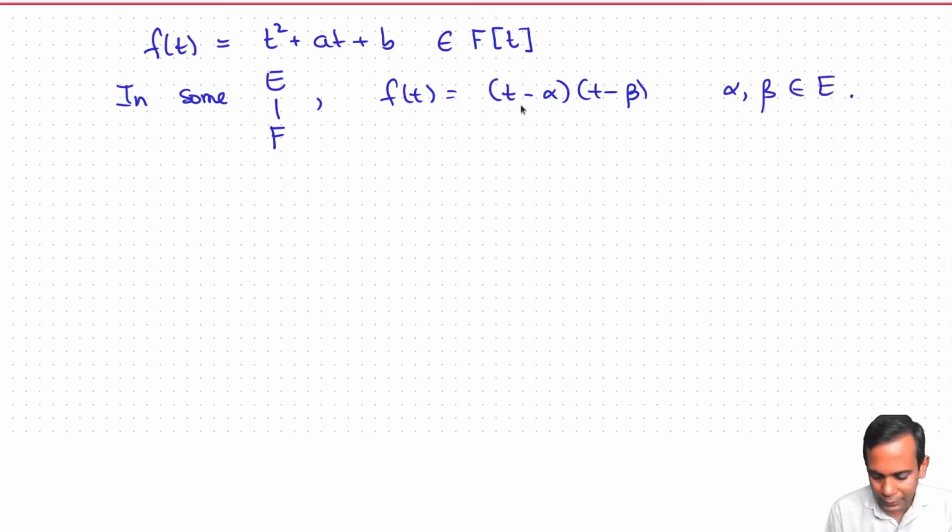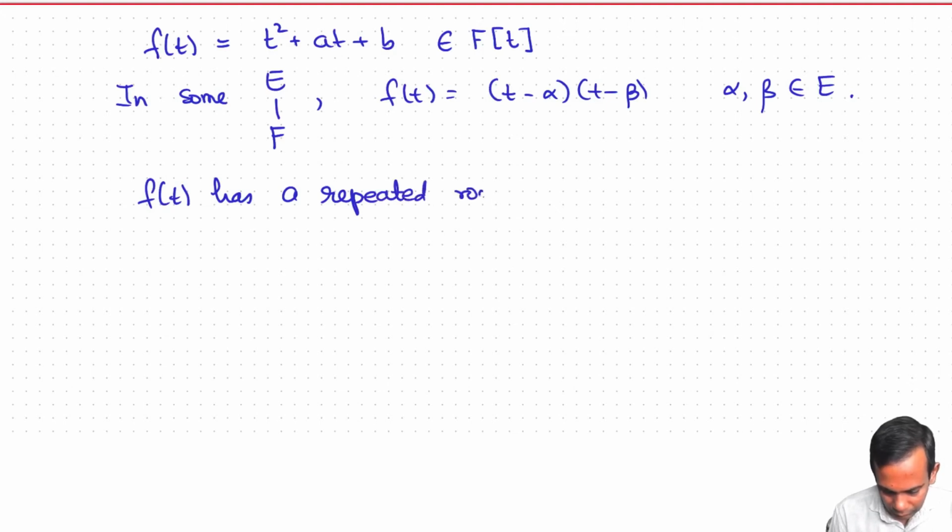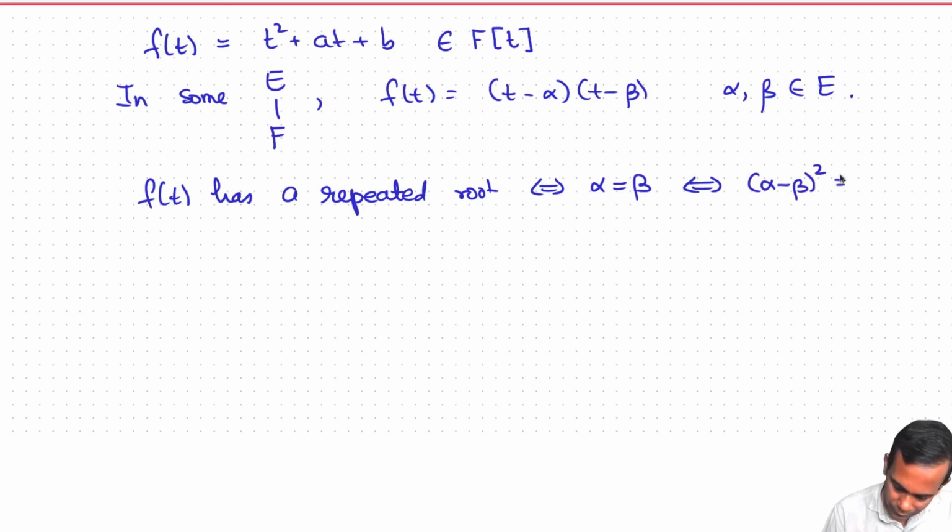And f(t) has a repeated root if and only if alpha is equal to beta, which can be written as if and only if (alpha minus beta) the whole squared is equal to 0. But this can be written as alpha squared minus 2 alpha beta plus beta squared. Now note that if we compare (t minus alpha)(t minus beta) with t squared plus at plus b, what we get is that a is minus alpha minus beta and b is alpha beta.